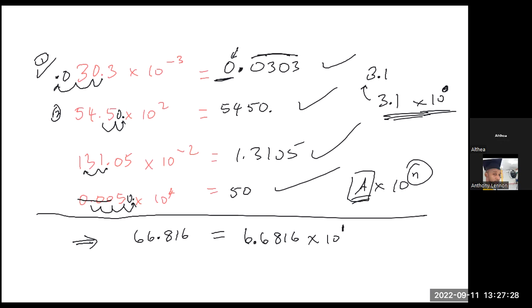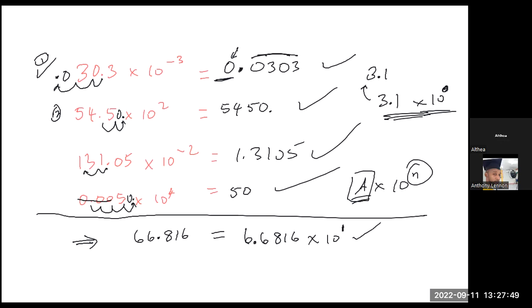If you multiply, 10 to the 1 is 10, right? And if you multiply 6 by 10, you get 60. So it really means that you move the point one place to the right. So it's 6.6. So that's correct. 10 to the 1 power. Got it now? Got it.